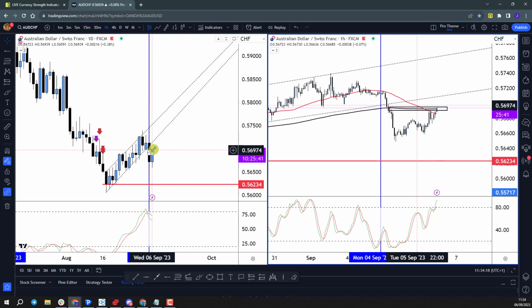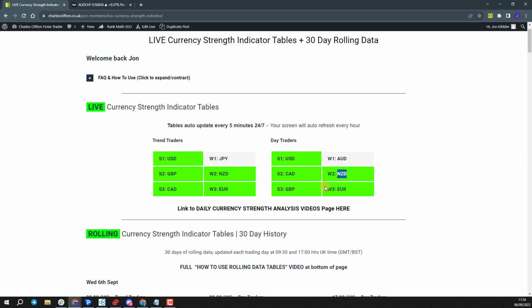It would be nice to see the Swiss franc return to the strong side of the tables. It's gone away at the moment, so we have to consider that. Aussie's the only one really here at the moment. Obviously, there are some more markets to look at.